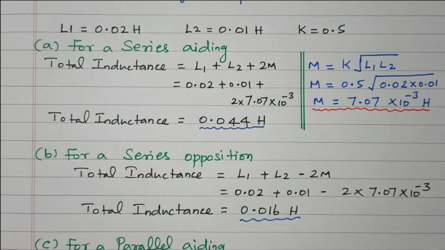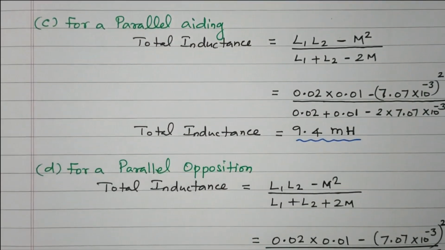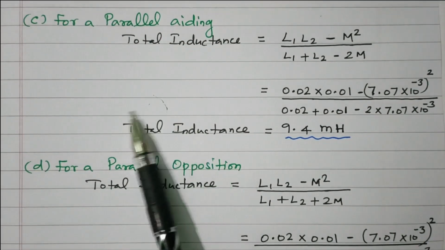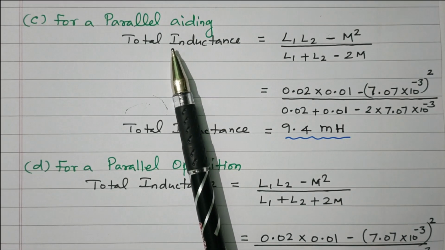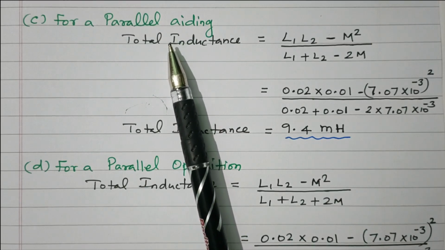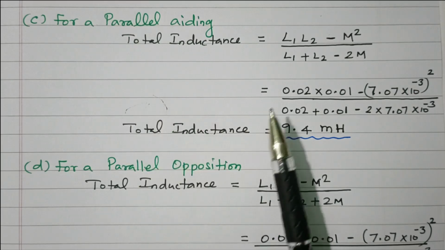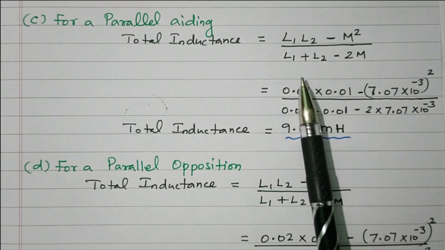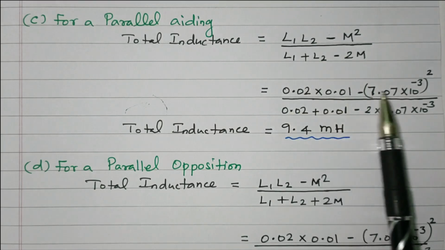Right. Now we'll go to the parallel connection. In that the first one is parallel adding. So here the two coils are connected in parallel. In that the current enters at the dotted end of both the coils, or the current leaves at the dotted end of both the coils. Then it is called parallel adding. Then it is adding, called connected in parallel. So in that case the total inductance is L1 L2 minus M square divided by L1 plus L2 minus 2M. Now substitute all the values.